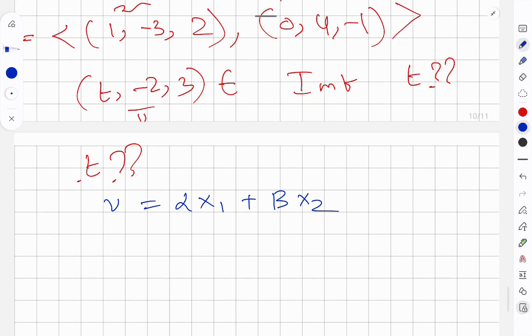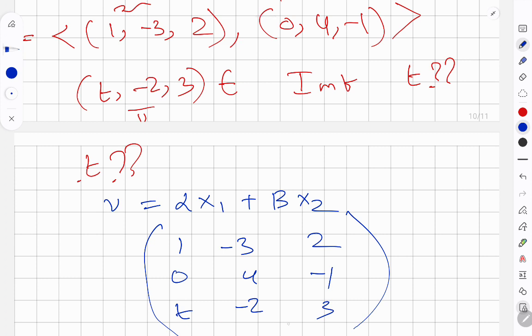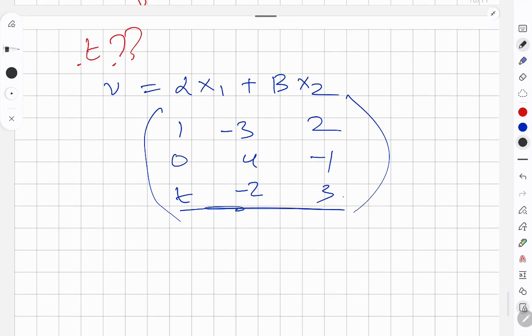So again, I suggest the best method possible is this one: (0, 4, -1) and (t, -2, 3). If this last line becomes 0, what does it mean? That means this line can be written as a linear combination of these two, finding alpha, beta, the same thing. Which means it's linearly dependent. So the first step, I will try to make this one 0.